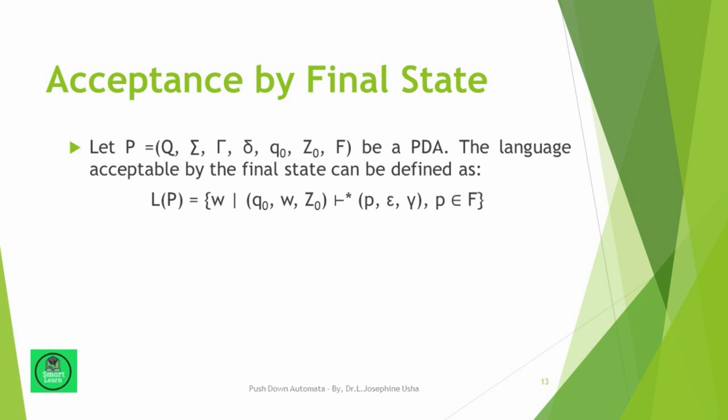So after reading the symbols in W, if it reaches the final state, we can say the given string is accepted by the pushdown automata. Again, the string W is present in the language of the pushdown automata. After reaching the final state, the stack content may be any content. It is not necessarily empty. The only thing is it should reach the final state. So this is acceptance by final state.